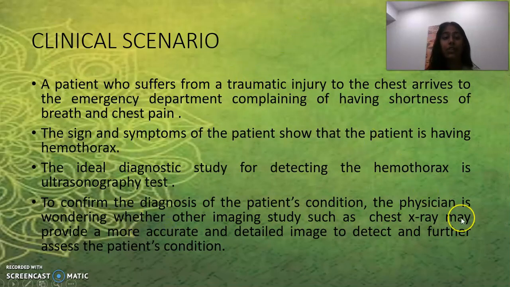Okay, so clinical scenario. A patient who suffers from a traumatic injury to the chest arrived to the emergency department complaining of having shortness of breath and chest pain. The signs and symptoms of the patient show that the patient is having hemothorax. The ideal diagnostic study for detecting the hemothorax is ultrasonography. And to confirm the diagnosis of the patient's condition, the physician is wondering whether other imaging studies, such as chest X-ray, may provide a more accurate, detailed image to detect and further assess the patient's condition.